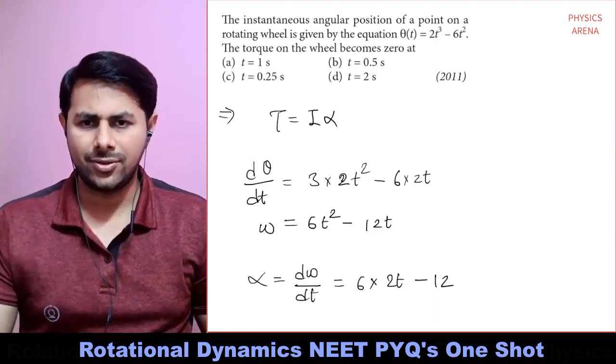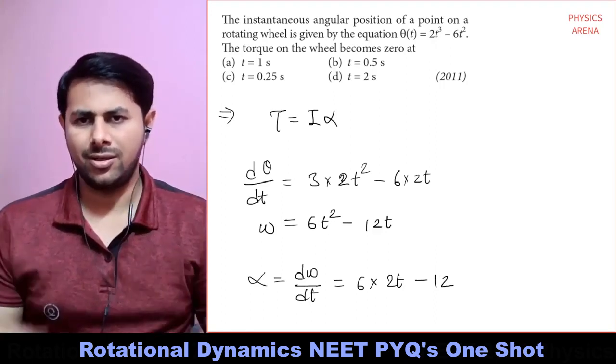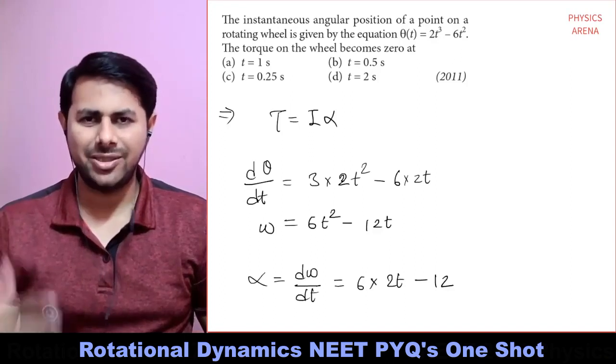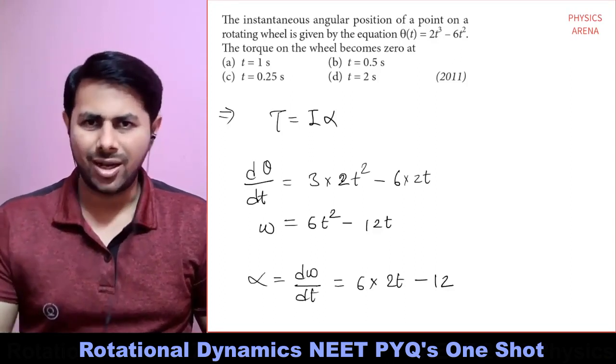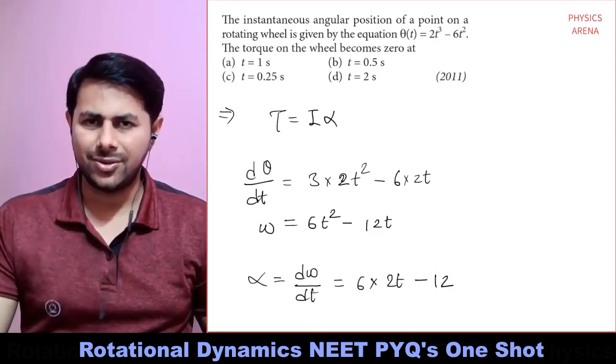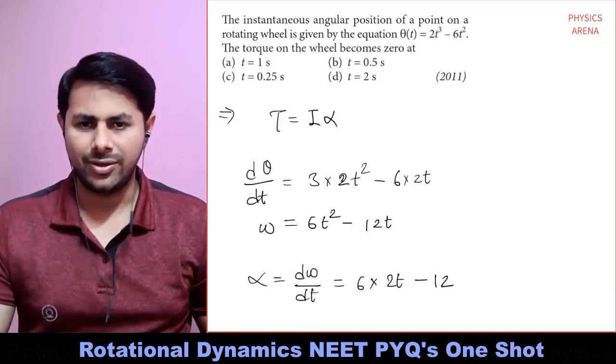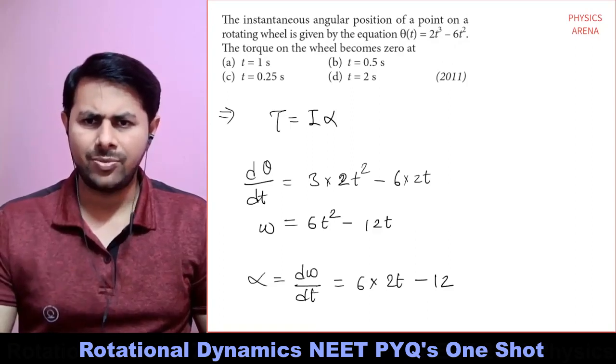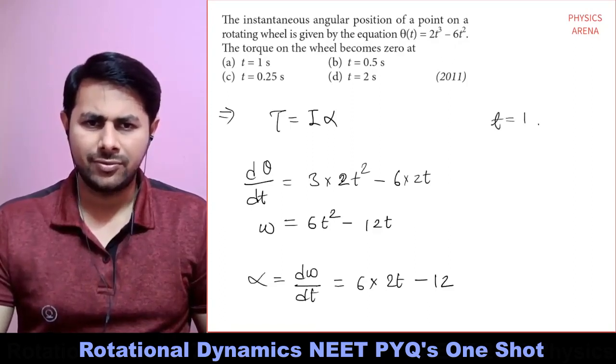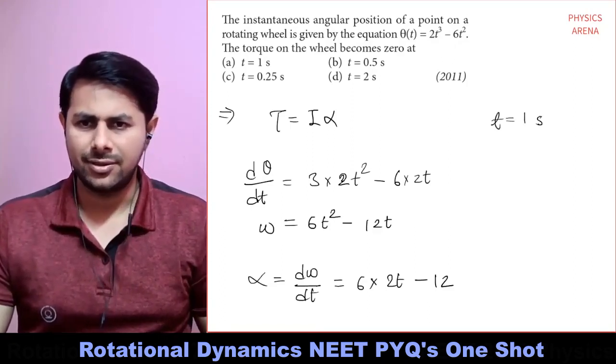So when torque is 0, I cannot be 0. I means moment of inertia cannot be 0. Alpha has to be 0. So alpha is 0. So 12t minus 12 is 0. Therefore t is equal to what? 1. 1 second. This is the answer.